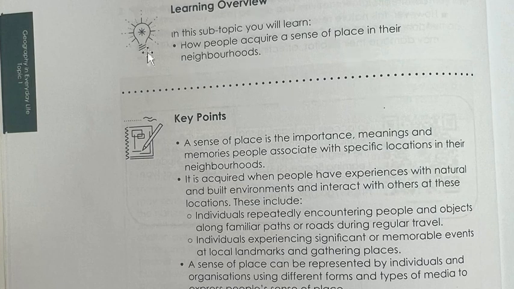Alright, so from here you read how people acquire a sense of place in the neighborhood. From this topic, you know sense of place is a very big keyword that you must understand. Then a few key points here and there: sense of place, the importance of meanings, and so on and so forth, acquired through people having experiences with nature, natural and built environment. So you are able to understand that sense of place is going to be a big idea in this topic. But you don't have to do anything about it. It's just to trigger your mind what sense of place is all about. Now let's move forward to the content itself.